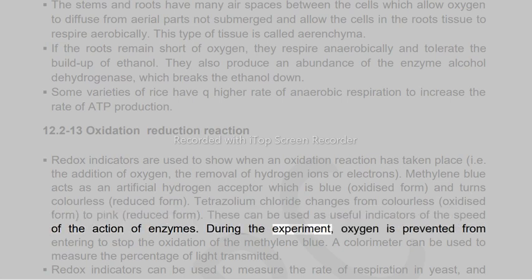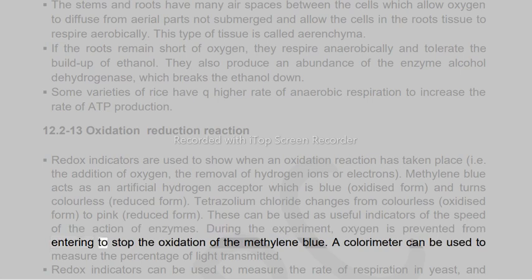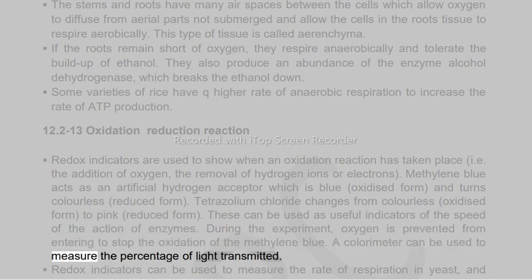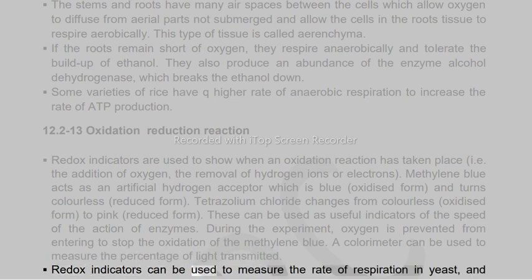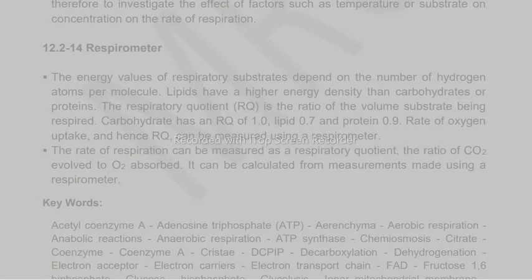During the experiment, oxygen is prevented from entering to stop the oxidation of the methylene blue. A colorimeter can be used to measure the percentage of light transmitted. Redox indicators can be used to measure the rate of respiration in yeast, and therefore to investigate the effect of factors such as temperature or substrate concentration on the rate of respiration.